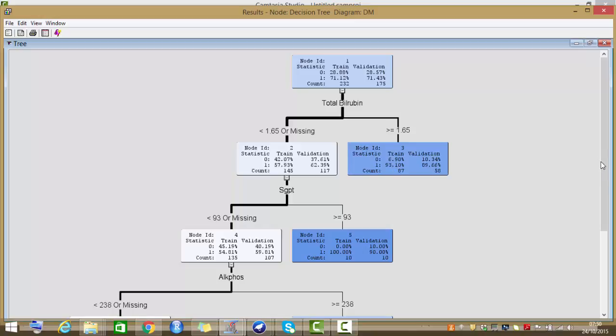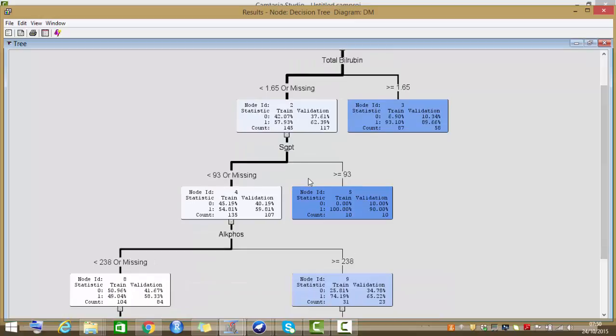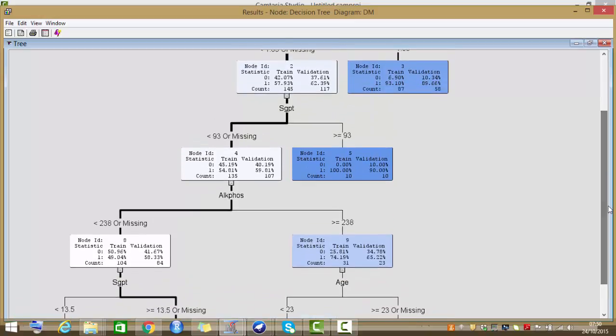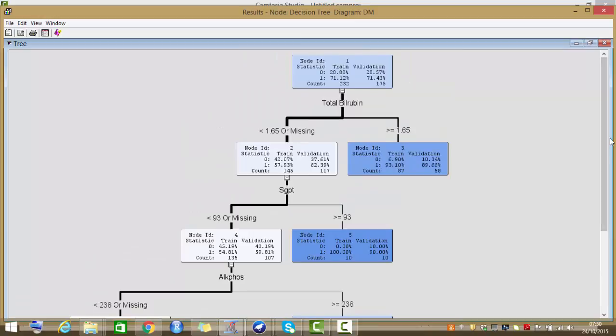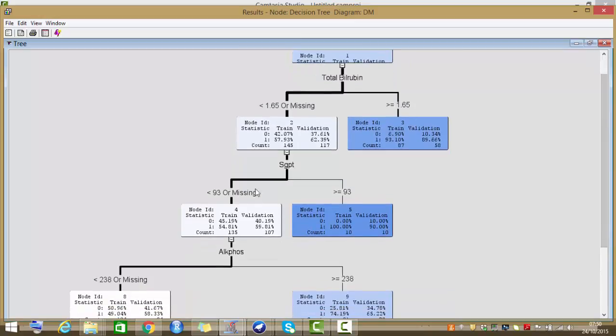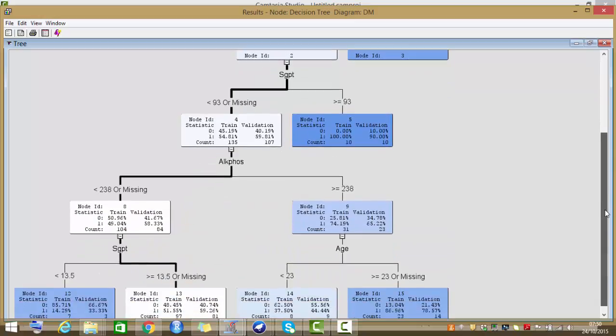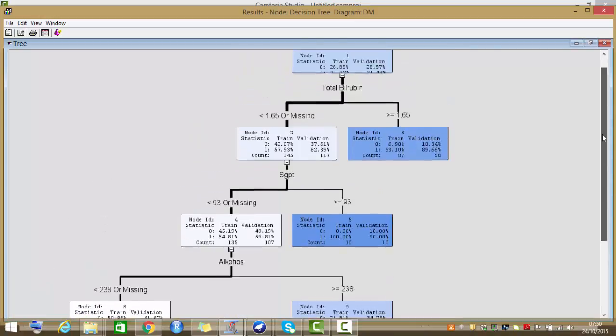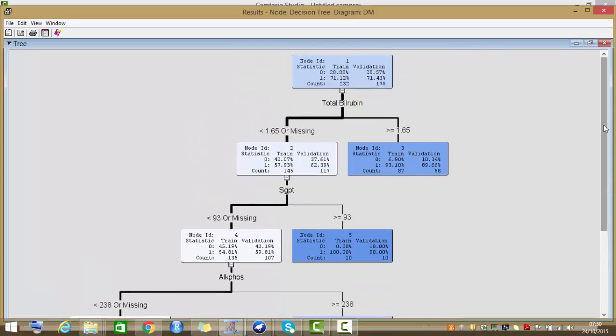We can also observe that the SGPT, alkphos, and AST are also significant variables since they are present in this tree. The SGPT is the alanine aminotransferase, and the alkphos is the alkaline phosphatase, and these are the significant variables. Since a decision tree is very easy to interpret, if you have the values of these variables, there's a high probability for us to predict whether the patient is liver diseased or not.